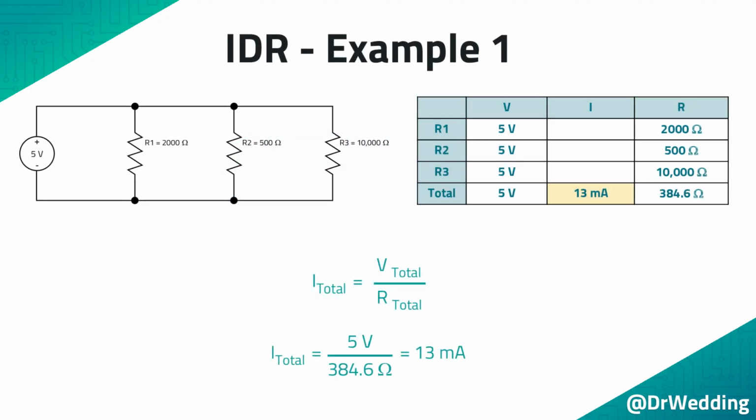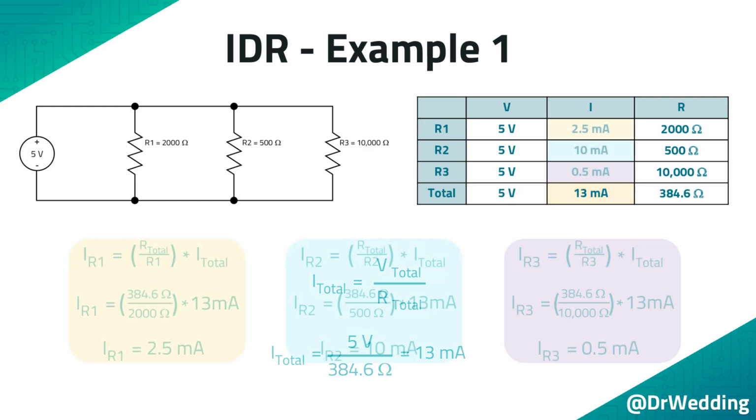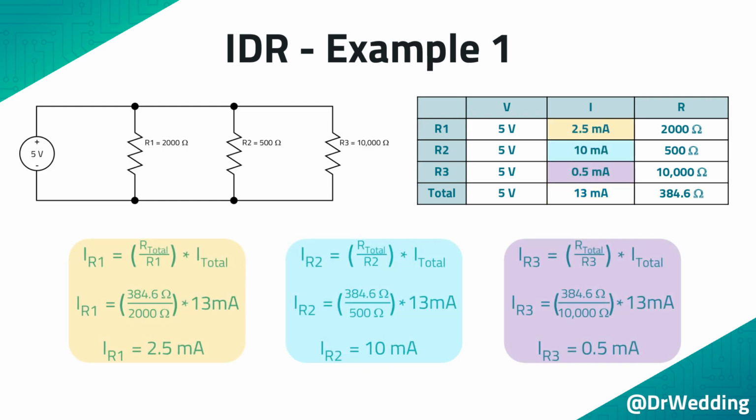To use the current divider rule, you also need the total current. Using Ohm's law, the total voltage, and the total resistance, you can calculate the total current. Finally, you can use the current divider rule 3 times in a row to get the currents through each of the resistors. You can also see that the sum of these 3 currents is equal to the total current.